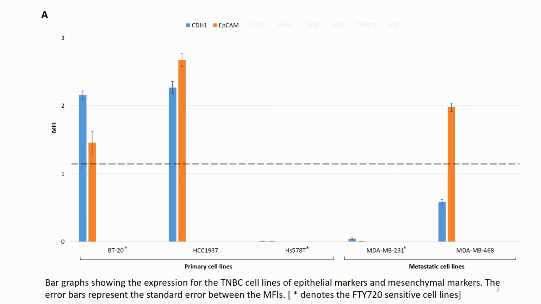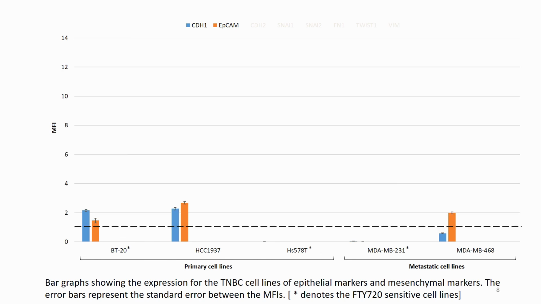And you can already see that this sensitivity is not based on the expression of epithelial markers, because here you see E-cadherin and EpCAM. This is the median fluorescent intensity that we get from the Luminex, normalized to housekeeping genes. Here you can see that these are epithelial because you have expression of E-cadherin and EpCAM, whilst the others are not. So this is only showing 2 of the plex.